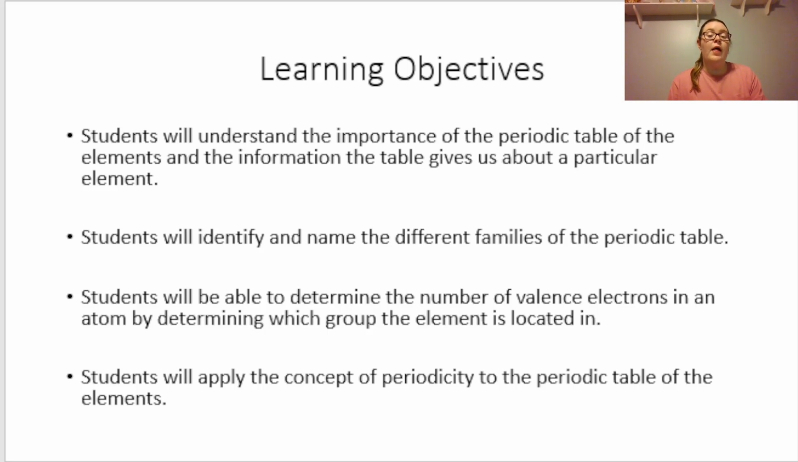Second, students will identify and name the different families of the periodic table. Third, students will be able to determine the number of valence electrons in an atom by determining which group the element is located in. And finally, students will apply the concept of periodicity to the periodic table of the elements.